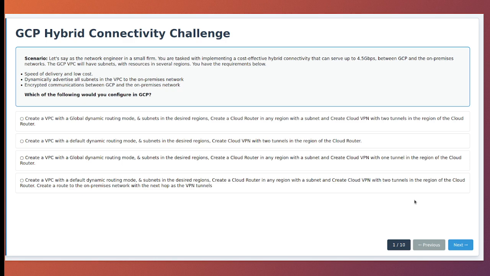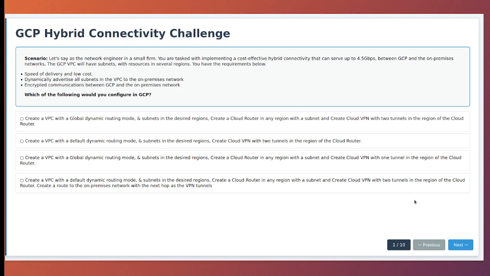Option 1. Create a VPC with a global dynamic routing mode and subnets in the desired regions. Create a cloud router in any region with a subnet and create cloud VPN with 2 tunnels in the region of the cloud router. Option 2. Create a VPC with a default dynamic routing mode and subnets in the desired regions. Create cloud VPN with 2 tunnels in the region of the cloud router.